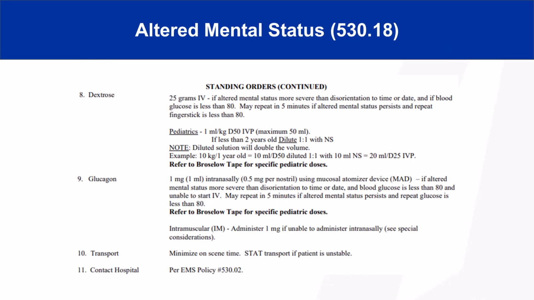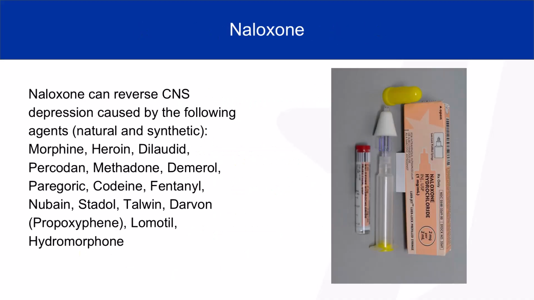Continuing with the ALS protocol, if your patient has a blood glucose level of less than 80, treat with dextrose, 25 grams IV. If you are unable to establish an IV, you can use glucagon, which is given IM or IN. For pediatrics, we are going to give 1 milligram per kilogram of D50 IV push to a maximum of 50 milliliters. If they are less than 2 years old, you need to dilute 1-to-1 with normal saline.